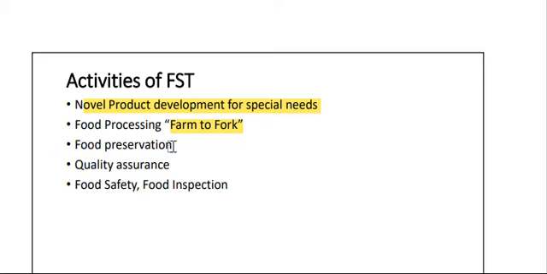Food preservation: we preserve the food. Food technologists preserve the food to ensure the shelf life of food, to enhance the life of that food. And quality assurance: they make sure that the quality of the food is good or not. Food safety, food inspection.